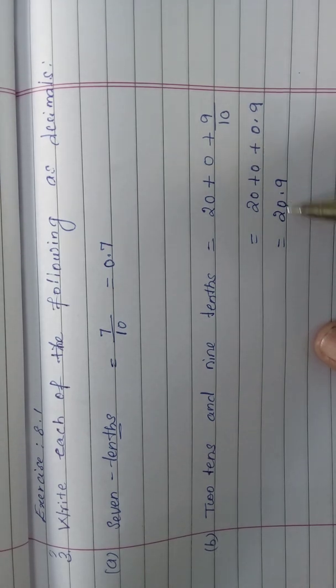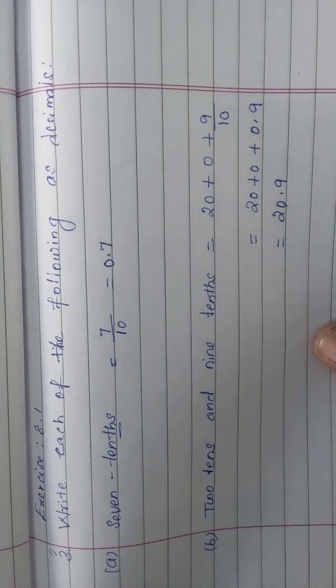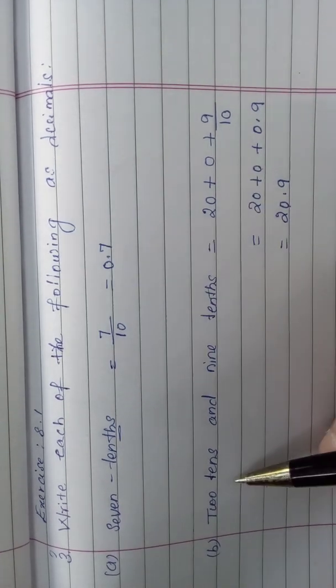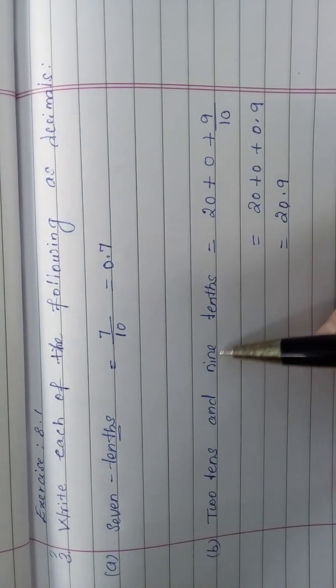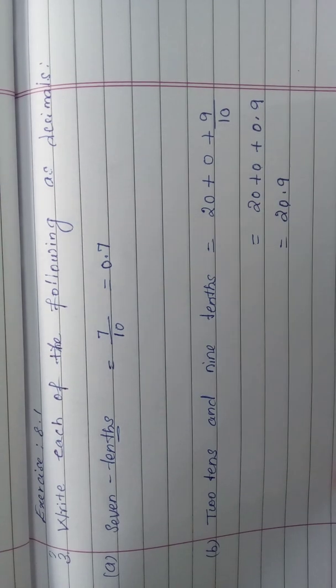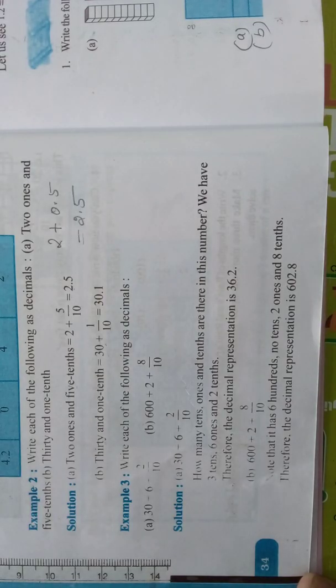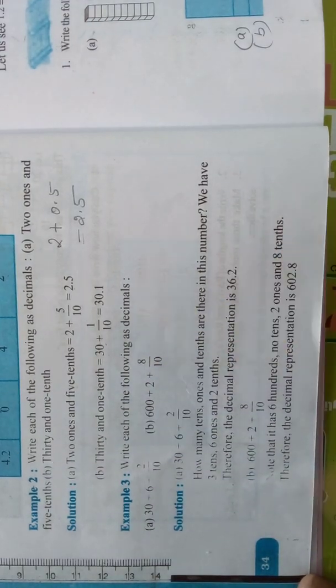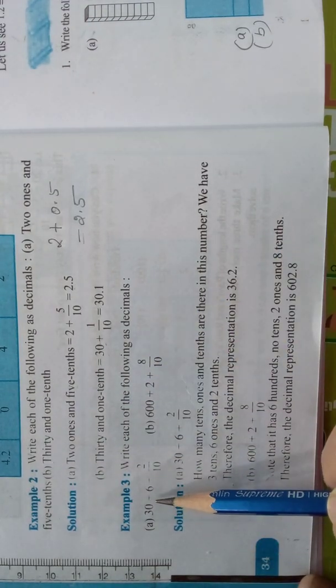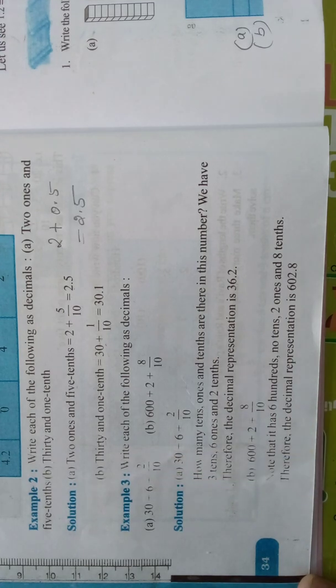So, you write 20 as itself and 0.9. That is the decimal for 2 tens and 9 tenths, that is 20.9. Okay, understood children. This way we can write the decimals for the given things. Come, we will see example 3 on page number 34. Write each of the following as decimals. 30 plus 6 plus 2 by 10.